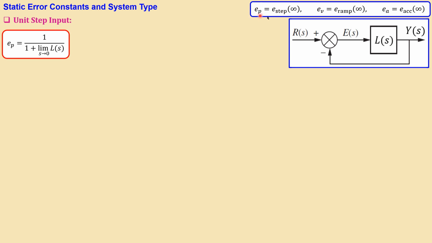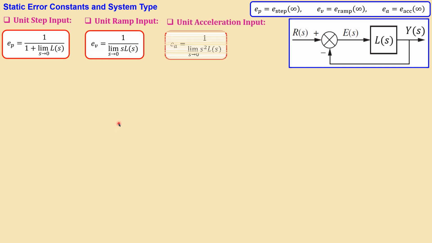So everything with the step, a ramp, and acceleration, we have then replaced by E sub P, E sub V, and E sub A for the other expressions for the error. And again, for the unit ramp input, we have this expression, and for the unit acceleration, we have this expression. So we will use these expressions to calculate the errors.